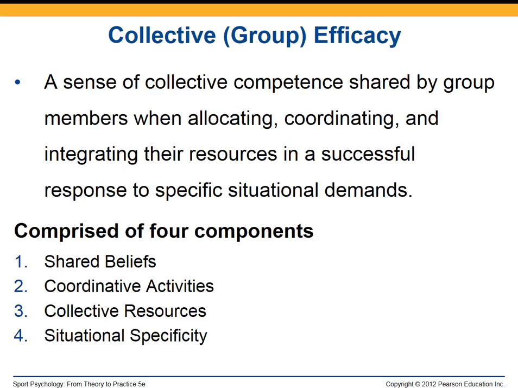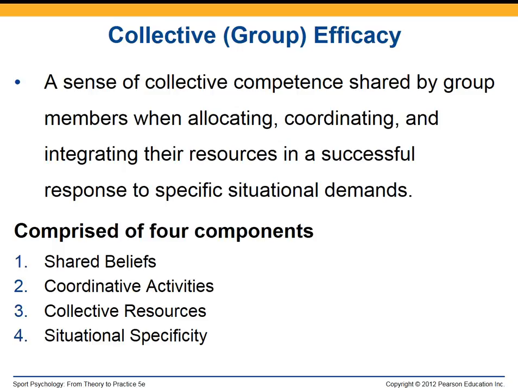The fourth component of collective efficacy, which is called situational specificity, refers to the instances in which a team has a strong belief about its competence in some, but not necessarily all, of its performance. So a team might feel very confident that, gosh, we have the best goalkeeper ever, best goalkeeper that we've had in a long time, but our offense is horrible. So that's what's referred to as situational specificity. Where does this collective efficacy truly come from?